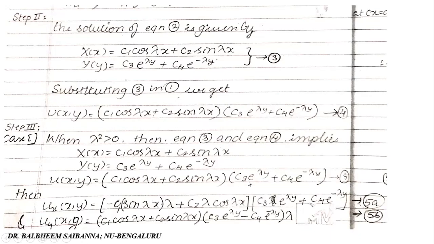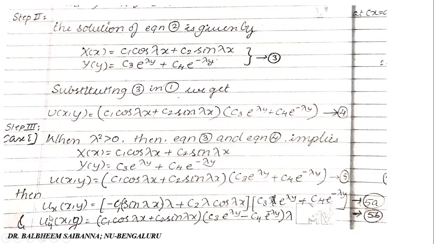Differentiating equation 5 with respect to x, we get ux of x comma y is equal to minus C1 sin lambda x into lambda, plus C2 lambda cos lambda x, times C3 e to the power of lambda y. This part stays the same because you are differentiating with respect to x. As I told in the previous examples, this is one half solution and this is one more half solution. Both together combine to give the total general solution.